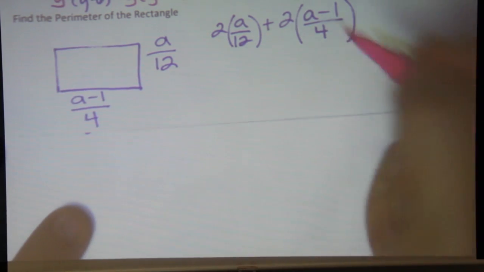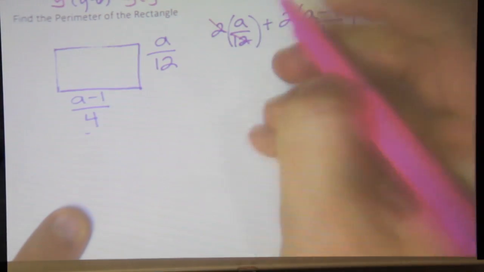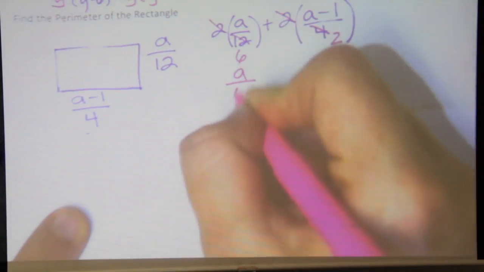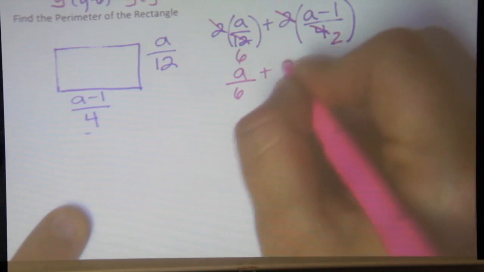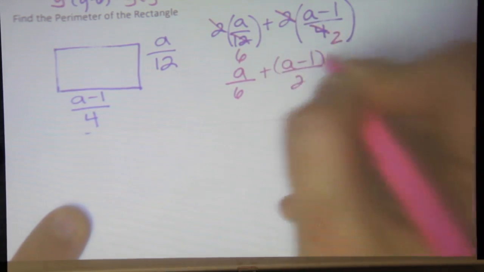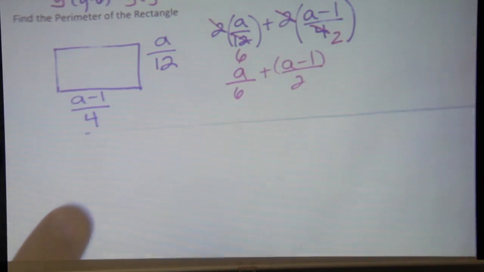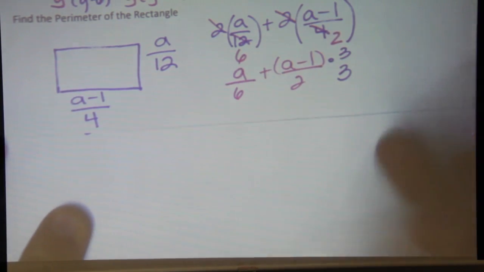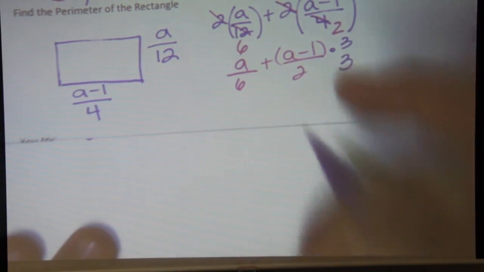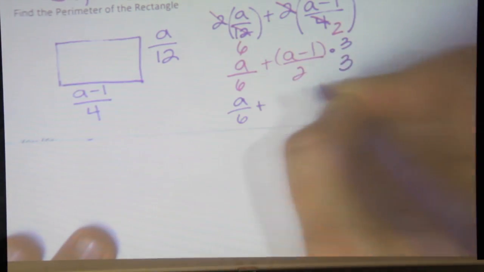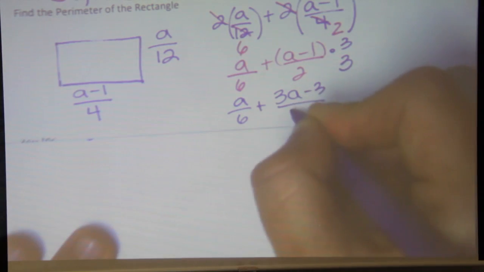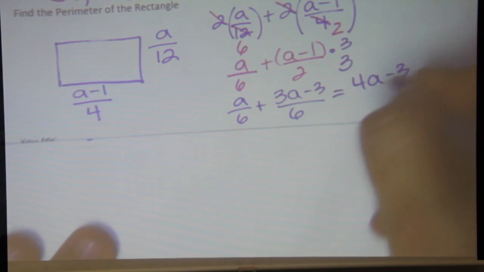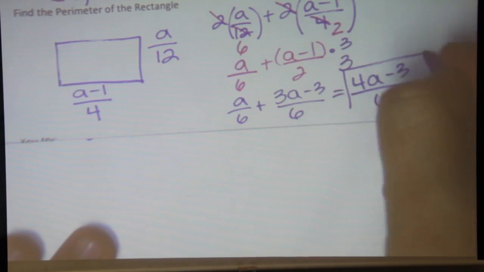Now that we have that set up, we can actually kind of simplify this, because 2 will go into 12, leaving a 6. 2 will go into 4, leaving a 2. So a over 6 plus a minus 1 over 2. My LCD is 6, so I know I need to multiply this by 3. When I do that, I get a over 6 plus 3a minus 3 over 6. A and 3a is 4a minus 3 divided by 6.